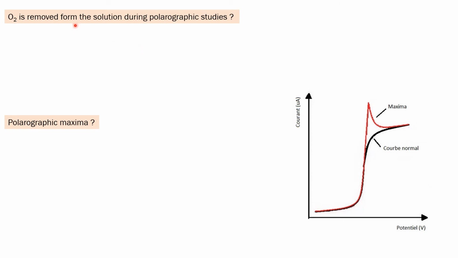So what is the important point regarding this oxygen removal and how is oxygen removed? Oxygen is removed by bubbling nitrogen or hydrogen. That is, when you bubble nitrogen or hydrogen gas through the solution, that can remove oxygen.